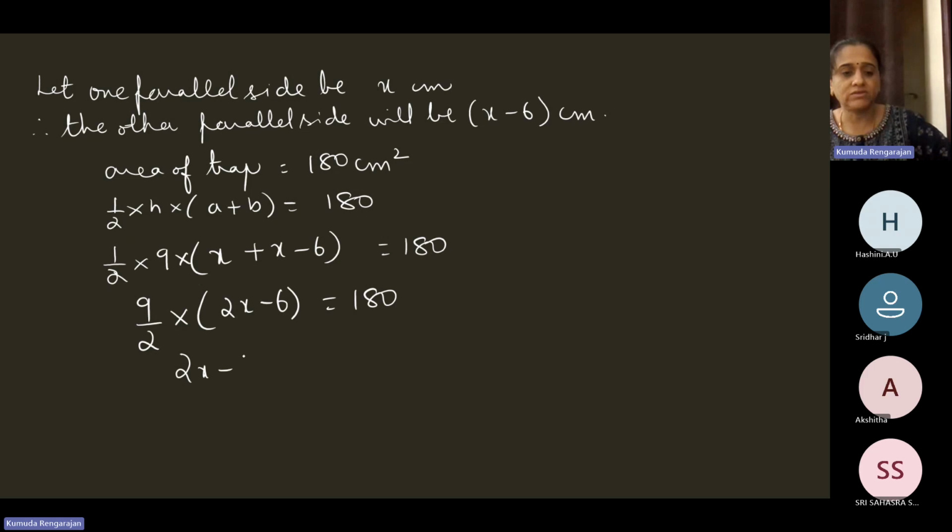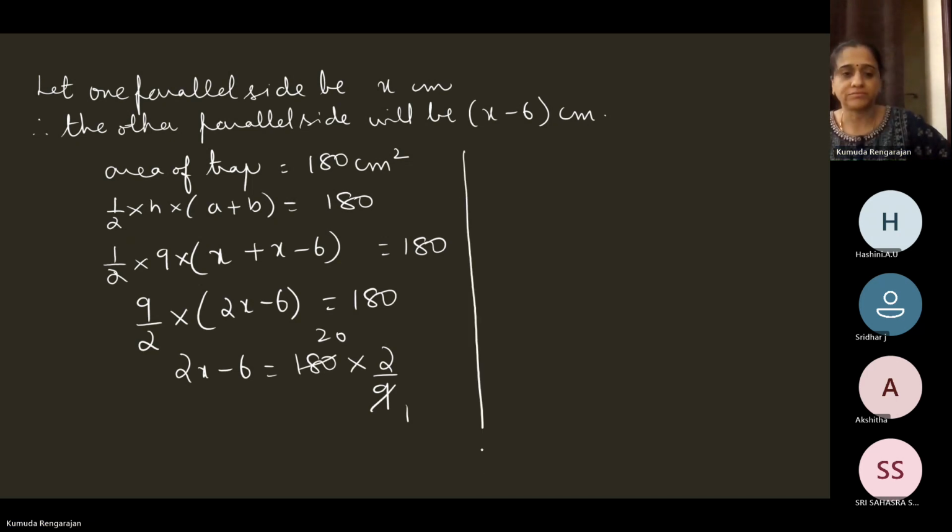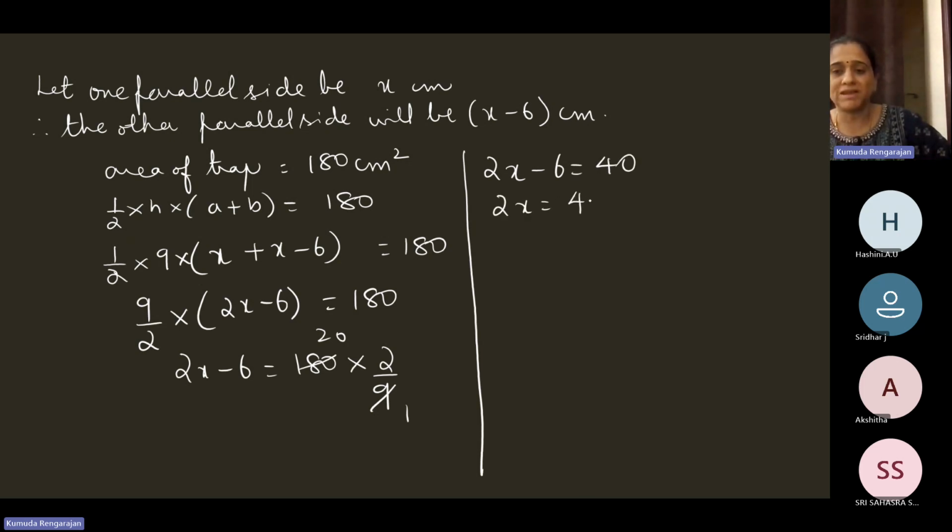So 2x minus 6 is equal to 180 into 2 by 9, as 9 by 2 goes to the other side. 9 ones are 9, 9 twos are 18, so 20 times. So 2x minus 6 is equal to 20 into 2, 40. So 2x is equal to 40 plus 6. 2x is equal to 46. x is equal to 46 by 2. x is equal to 23.